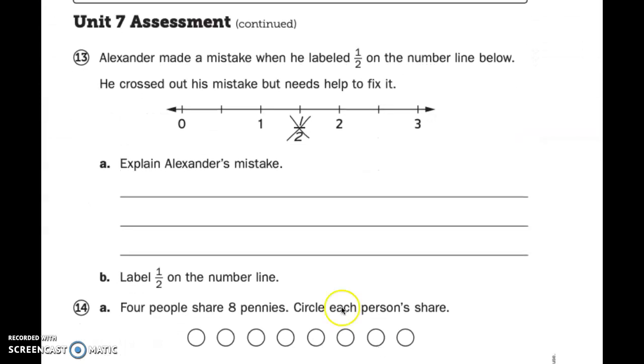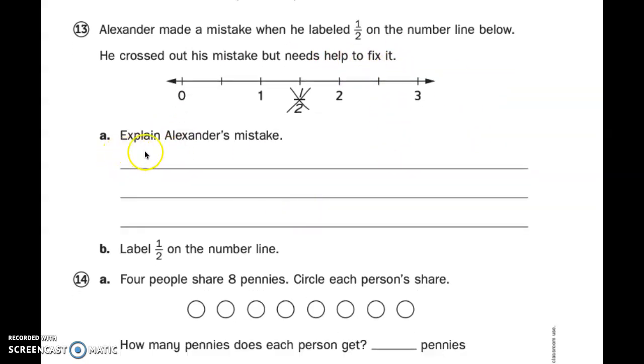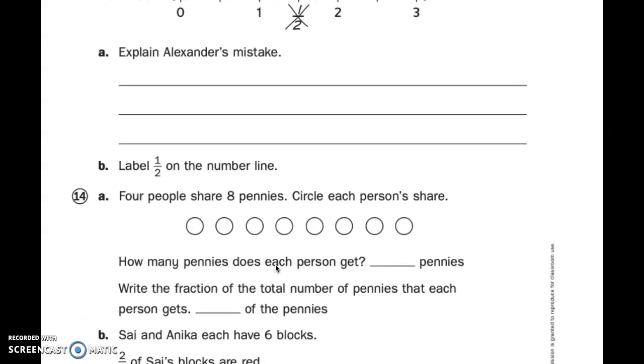This one says, Alexander made a mistake when he labeled half on the number line below. He crossed out his mistake, but needs help to fix it. So the first part is explain Alexander's mistake. How did he know this was a mistake? Why would he have put it there and said, oh, nope, that's wrong. And now label 1/2 on the number line. Where should half really belong?